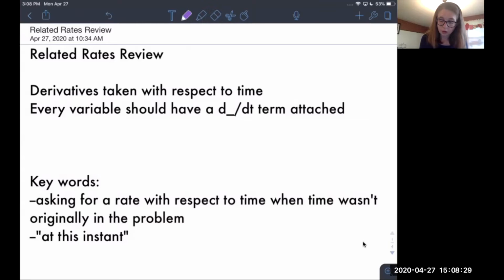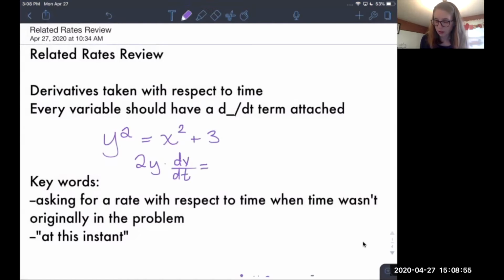For example, if you started off with something like y squared equals x squared plus 3, then when you took its derivative with respect to t, you would get 2y, because that is the derivative of y squared, but then you would attach dy dt to it. And then the derivative of x squared would be 2x times dx dt. But the derivative of the 3, which is constant, would still be a 0, so you wouldn't need anything for that.